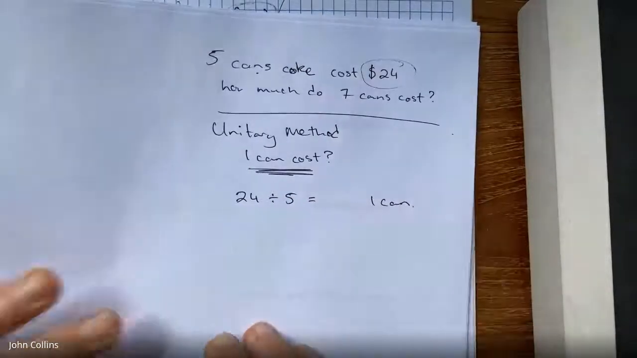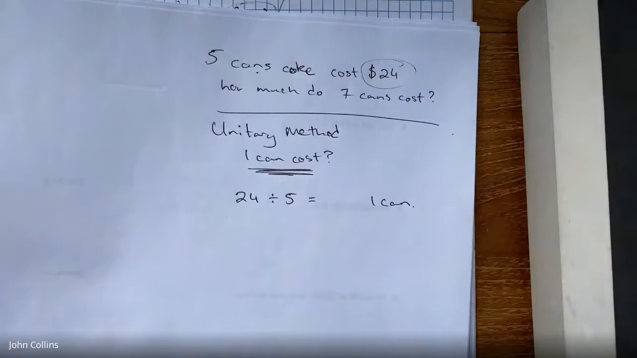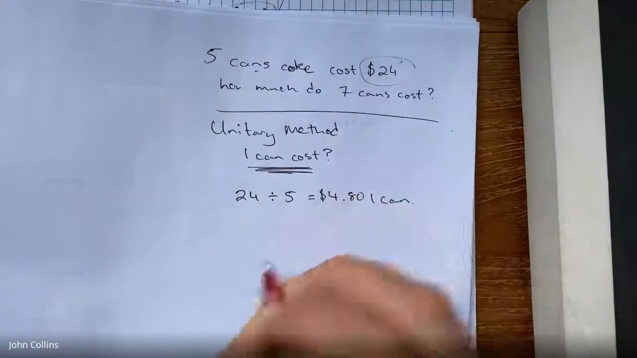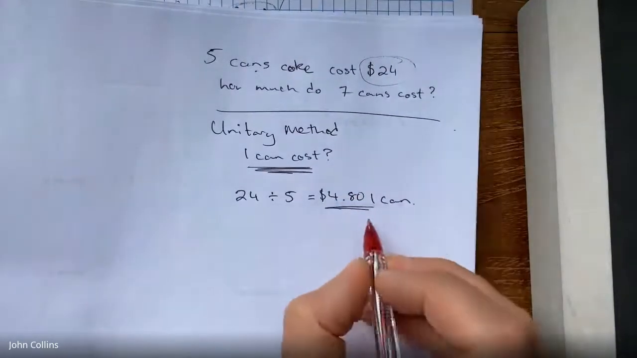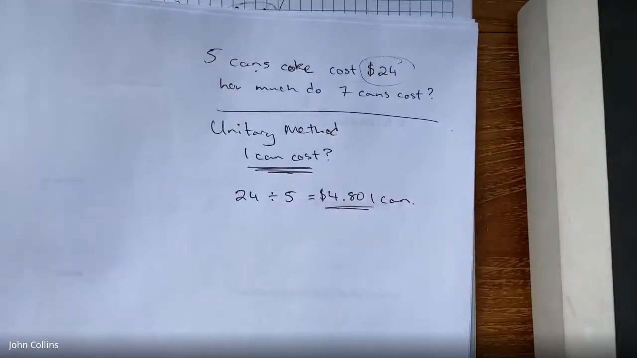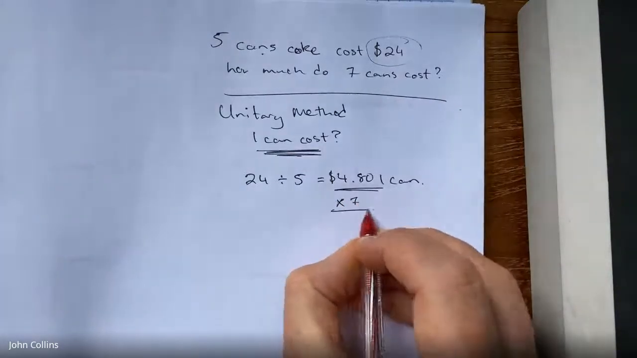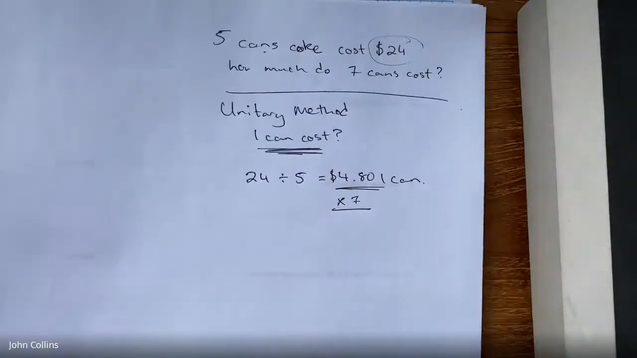Now I can do that on my calculator, or I can do it in my head, anyone. 24 divided by 5. So each of these cans costs $4.80. So you can do that on your calculator. That's 1 can. Once I have 1 can, the price per can, so that's now a rate, I can apply that to anything, any amount of cans. So multiply by 7 for 7 cans, multiply by 1,000,000 for 1,000,000 cans.